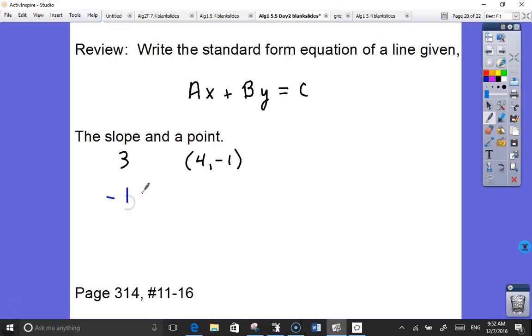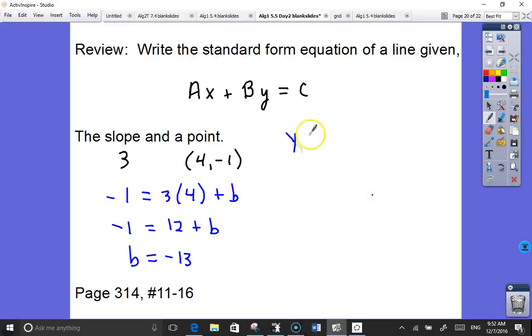Negative 1 equals 3 times 4 plus b. Negative 1 equals 12 plus b. Subtract 12 from both sides. b equals negative 13. So if the problem said put it into slope-intercept form, I could definitely do that. y equals 3x minus 13, right? But that's not the point. We're supposed to put it in this form.